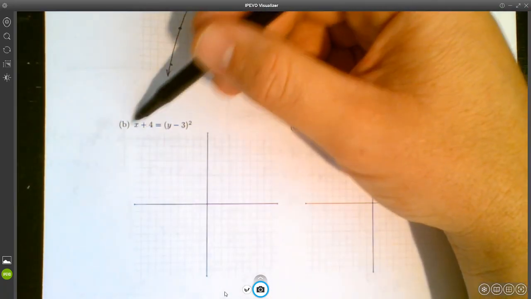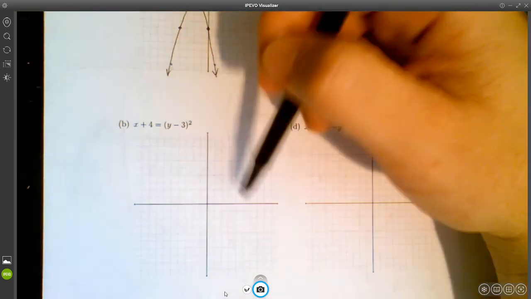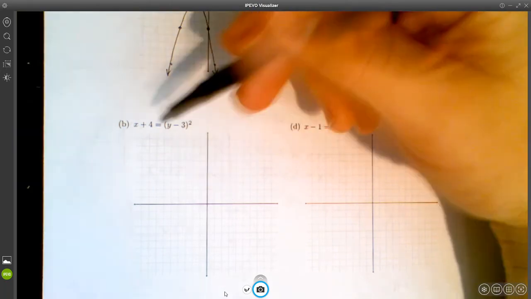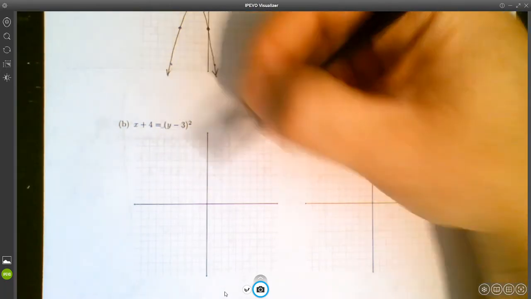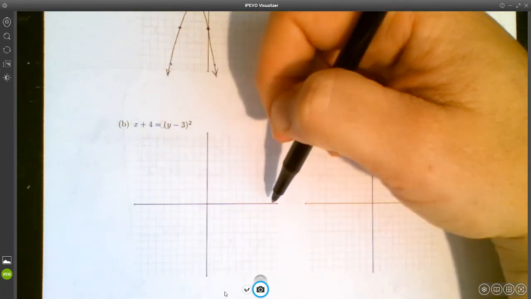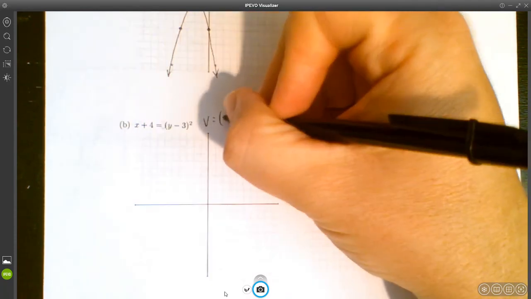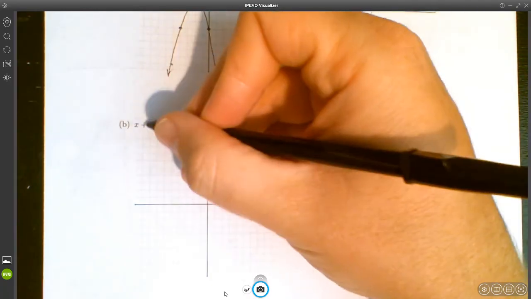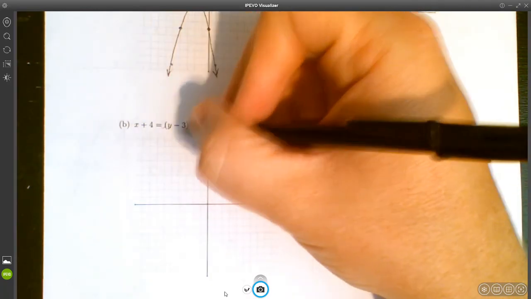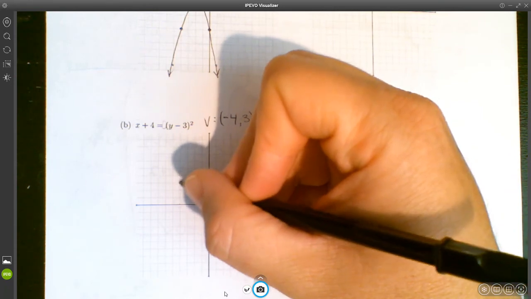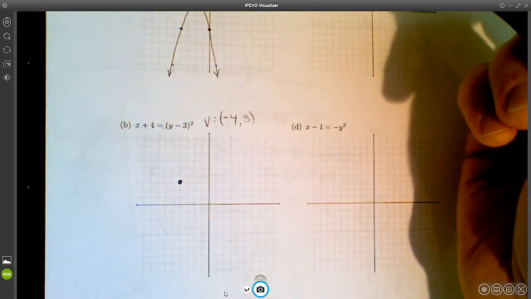So since x is leading, this is going to be a parabola that opens up along the x-axis. So it's either going to open right or it's going to open left. Well, since a is positive, this thing is going to open right. Now the vertex is going to be the point negative 4, right? The x coordinate of my vertex goes with x. I changed the sign though, so negative 4, positive 3. So the vertex is negative 4, positive 3. And then this opens up to the right.